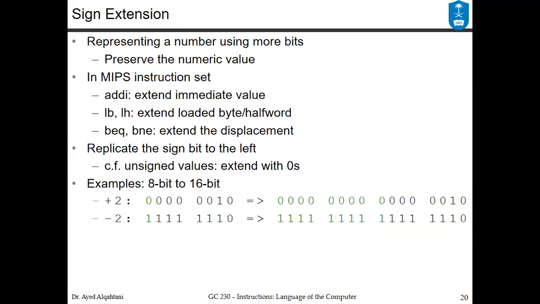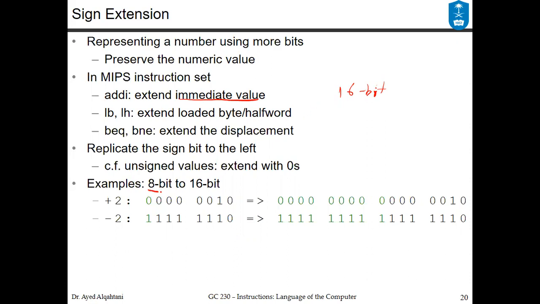Now the sign extension. We should know the sign extension because in the MIPS instruction set, we have, for example, the add immediate, which has a constant value, and the constant value is sometimes positive or negative. Now this immediate value, we will find that it's only 16-bit, and we will check this in more detail.